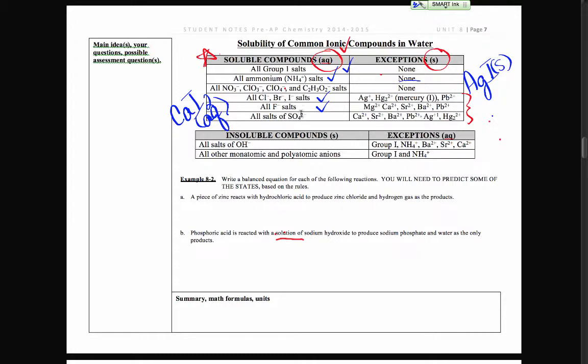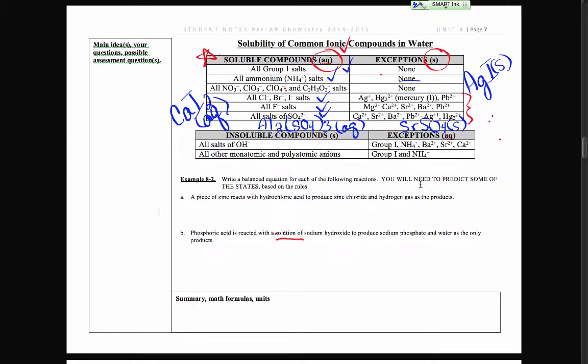We could say the same thing for our sulfates and our fluorides. Aluminum sulfate would fall under the soluble rule, and hopefully you're getting a review of how to write chemical formulas, so we'd put an aq. But strontium sulfate is an exception. An exception to the soluble rule is insoluble.